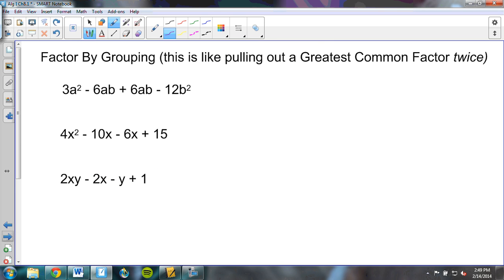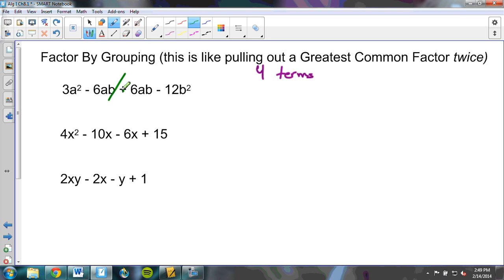Factor by grouping. Whenever you have 4 terms, whenever you have a quadnomial, you should try to factor by grouping. Factoring by grouping is like pulling out the GCF twice. We're going to do what we did over here twice. The first thing I do is I slash it right in the middle, and I make sure that this sign right here, that plus, is with the stuff after it.